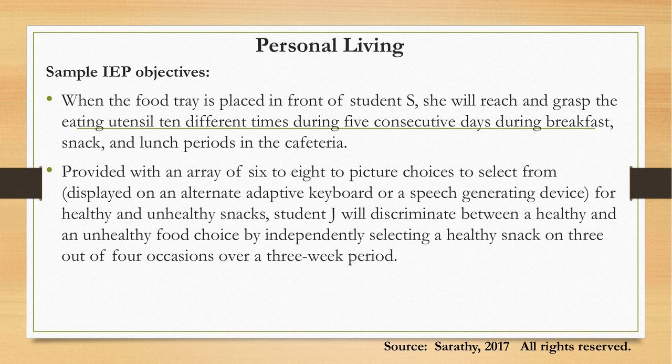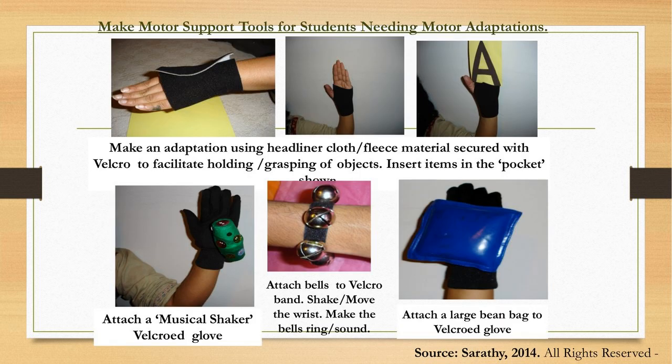Provided with an array of 6 to 8 picture choices to select from, this is for a slightly higher functioning student, the student will make healthy food choices. So this is where you are moving to that early symbolic or expanded symbolic level.